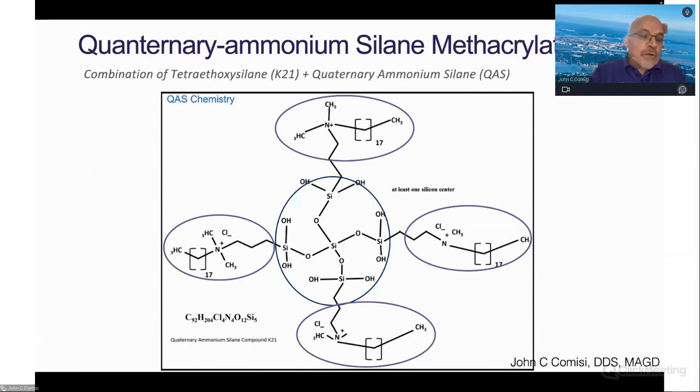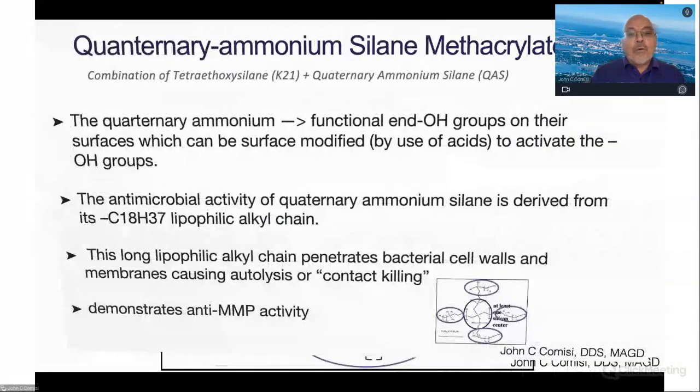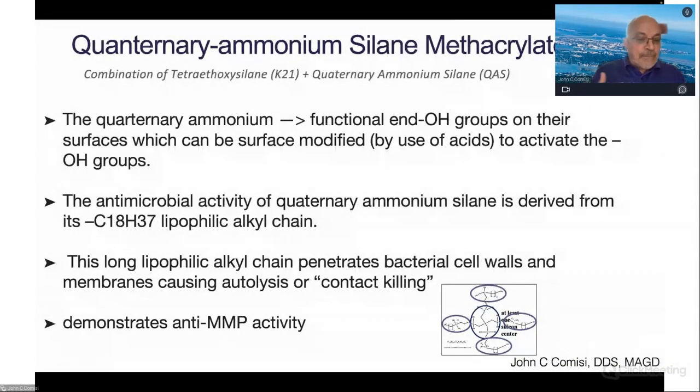But in our school and in my work, we've been looking more at the quaternary ammonium silane materials instead, which is the combination of the tetraethoxysilane K21 with the quaternary ammonium silane QAS backbone, as Cliff described in his slides earlier. This material has been shown to be very nice antibacterial because of its lipophilic alkyl chain, which enables penetration through the bacterial walls of the cell of the bacteria that come in contact with it, creating an autolysis or killing on contact without dispersing into the oral cavity. And it also has demonstrated very nice anti-MMP activity, meaning that bond strengths and the reduction of potential breakdown from the proteolytic activity is quite good.